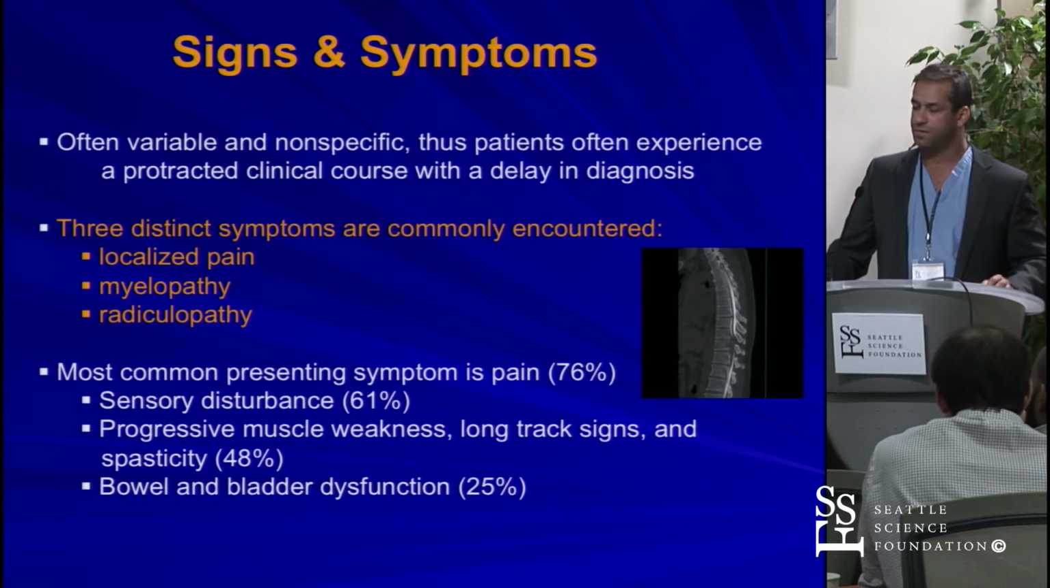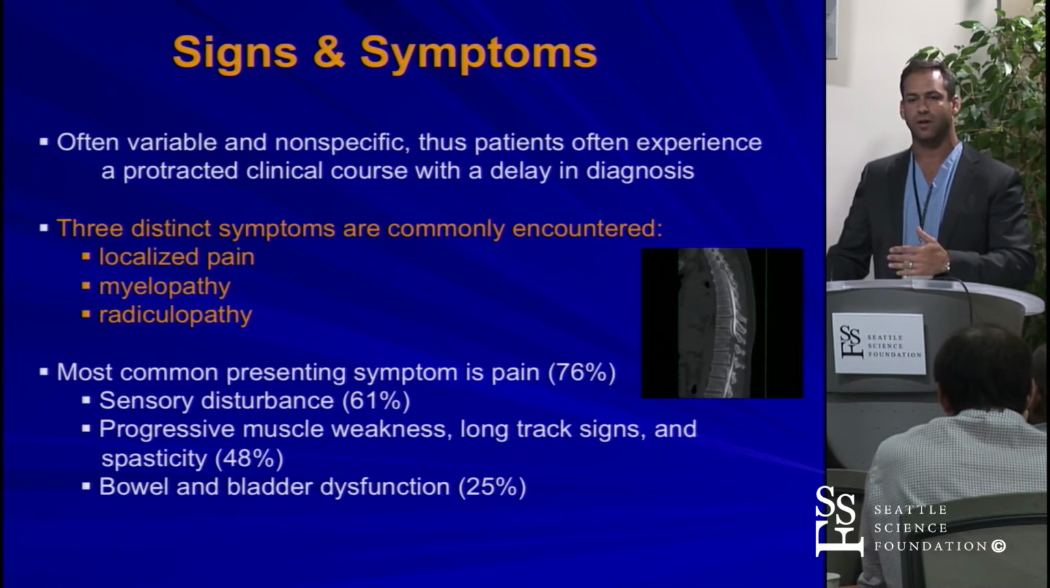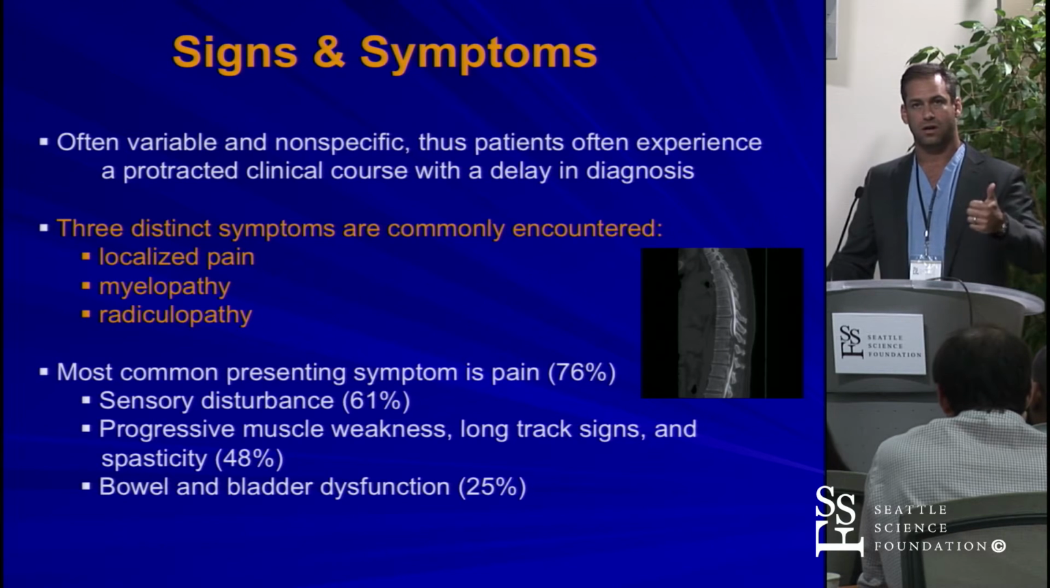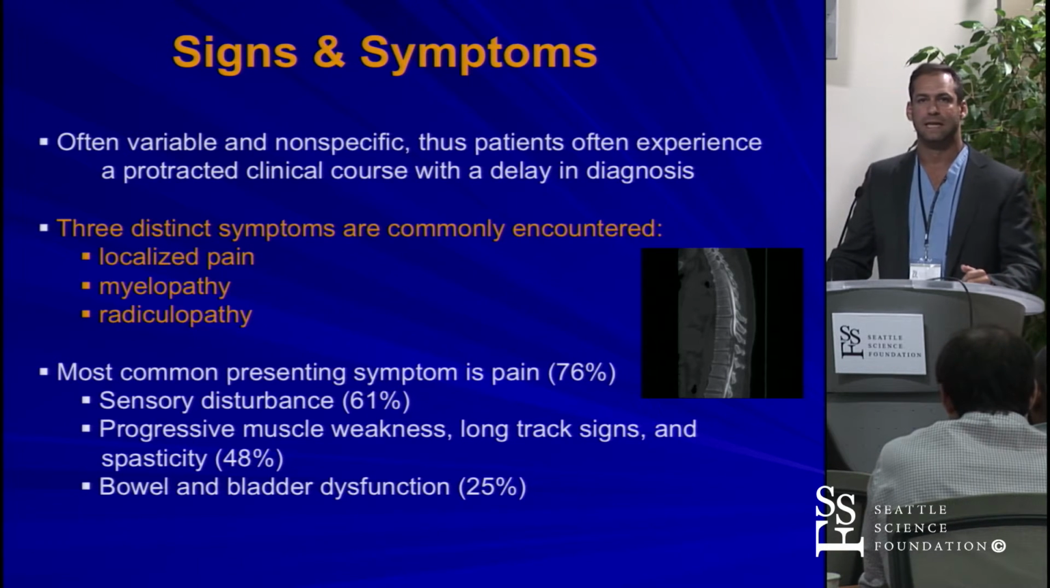When patients come to see you, they often have a protracted course; they've been having pain or whatever symptoms for quite an extended period of time by the time they get to you. The reason is that the symptoms are often very nonspecific. But the symptoms they do come with are localized pain, right? They say someone's stabbing them right there in the back, and they point very specifically to where their problem is. Myelopathy, of course, and radiculopathy, with the most common symptom being pain, in 3/4 of the patients, followed by sensory disturbance, followed by myelopathy in nearly half of patients, and then 1/4 having bowel and bladder dysfunction.